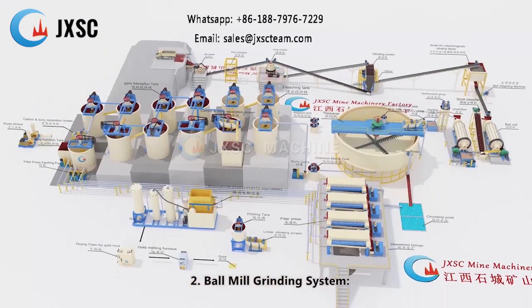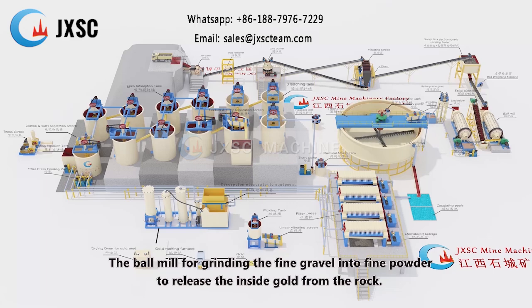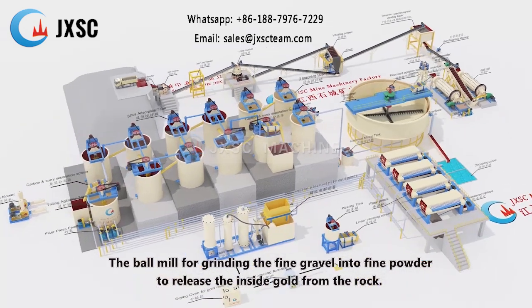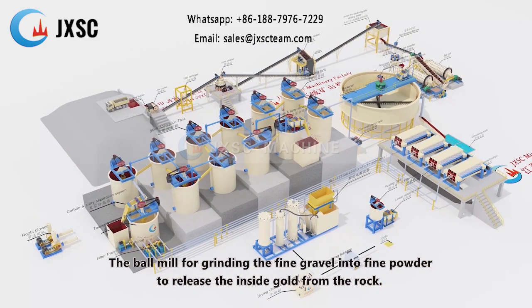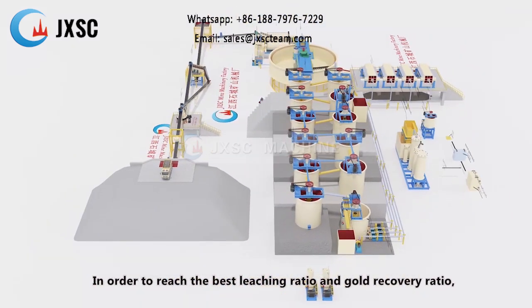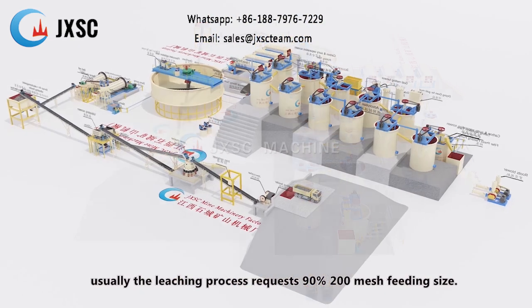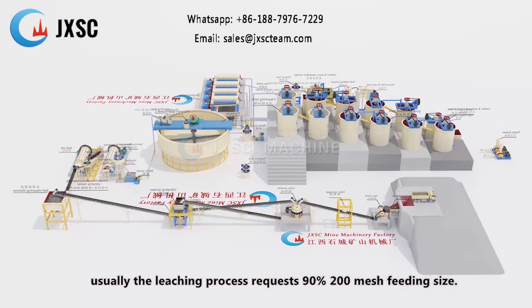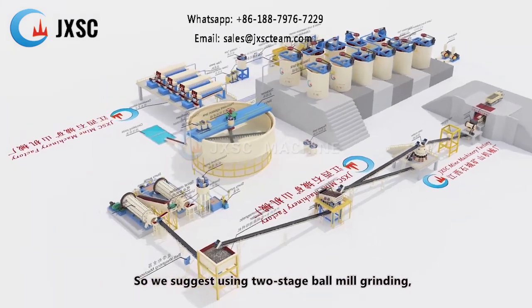2. Ball mill grinding system. The ball mill grinds the fine gravel into fine powder to release the gold inside the rock. In order to reach the best leaching ratio and gold recovery ratio, usually the leaching process requires 90% 200 mesh feeding size, so we suggest using two-stage ball mill grinding.